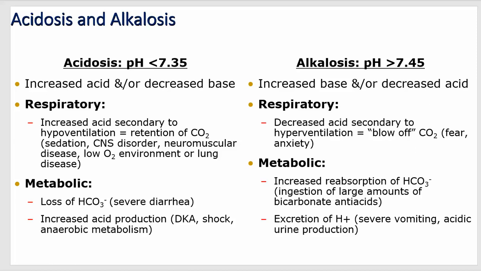Metabolic, so this can be a loss of bicarbonate. That can come from severe diarrhea. Then there's increased acid production, and these are the organic acids like the ketone acids, beta hydroxybutyrate. I hope I'm saying that right, because I'm remembering it from a while ago, but you can look it up and you'll remember it too. So diabetic ketoacidosis, shock, anaerobic metabolism, which is lactic acid. Both shock and anaerobic metabolism will cause an increase in lactate anion, which is a metabolic acidosis.